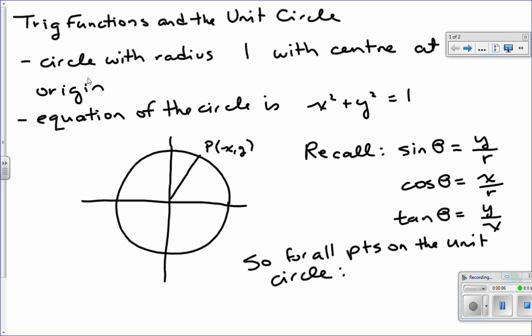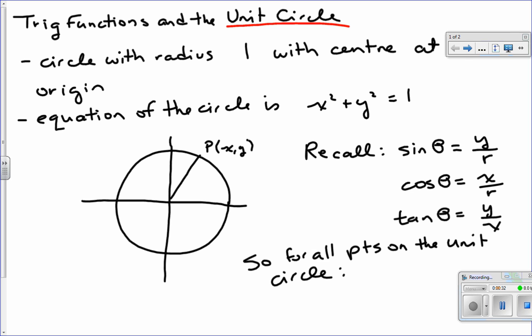Today we're going to continue looking at trig functions for many of the angles, and these are going to be based again on our 30, 45, and 60 degree angles, or pi over 6, pi over 4, and pi over 3. So we're going to look at trig functions and this thing called the unit circle. The unit circle is a circle that has a radius of 1 with its center at the origin.